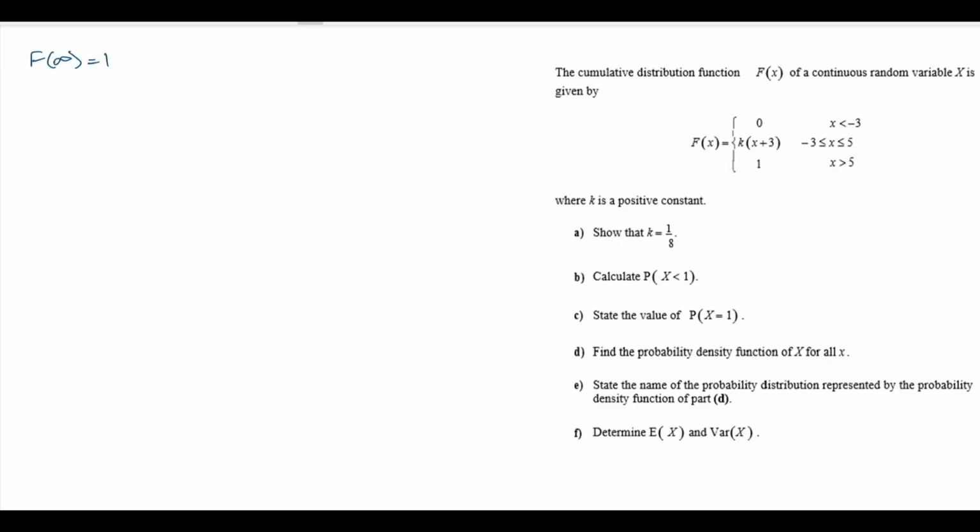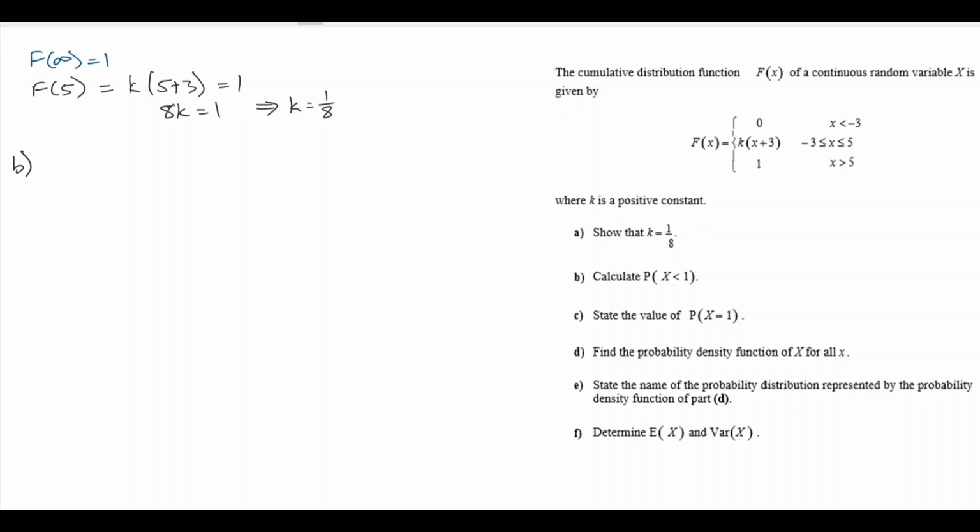-3 wouldn't be so useful in this situation, and I'll let you have a look at the function to see if you can spot why. But substituting in the 5 is going to be useful. When we do, we get 8k equals 1, which leads to k equaling 1/8. Exactly what we were asked to show.